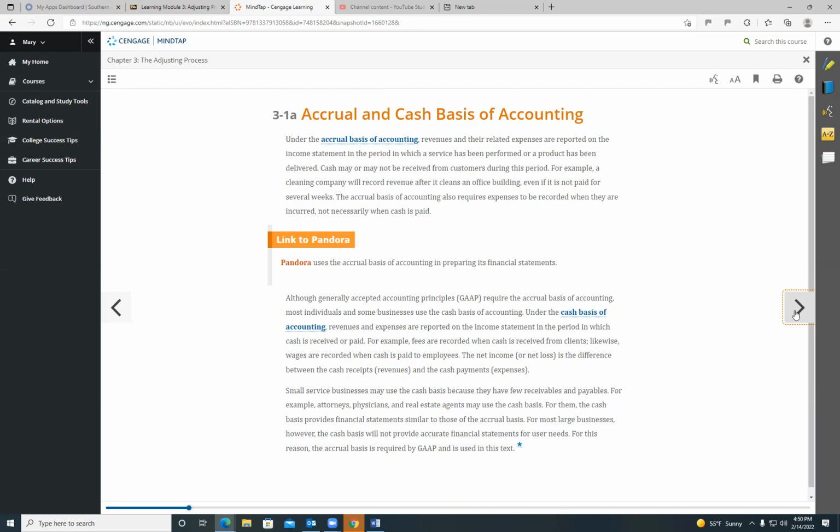Now, that is accrual-based accounting, basically meaning you record the revenue and you record the expense in the period in which the transaction occurred, and not when you receive cash.